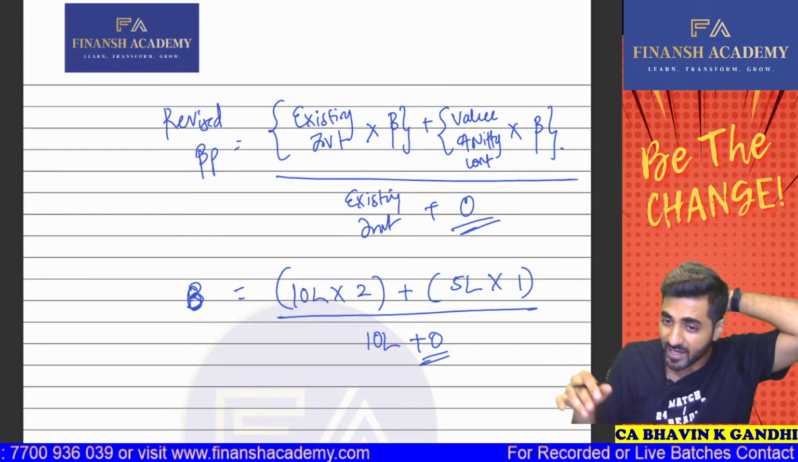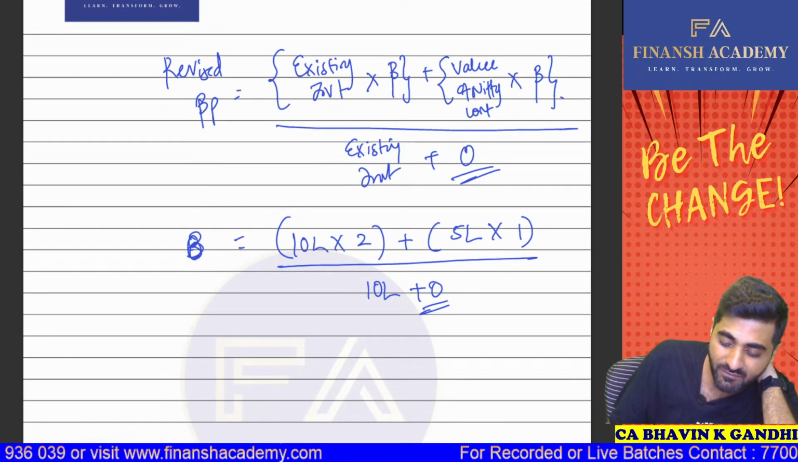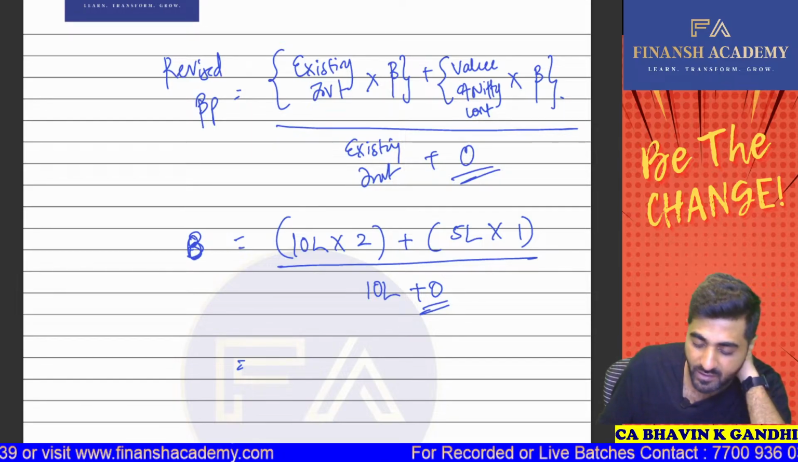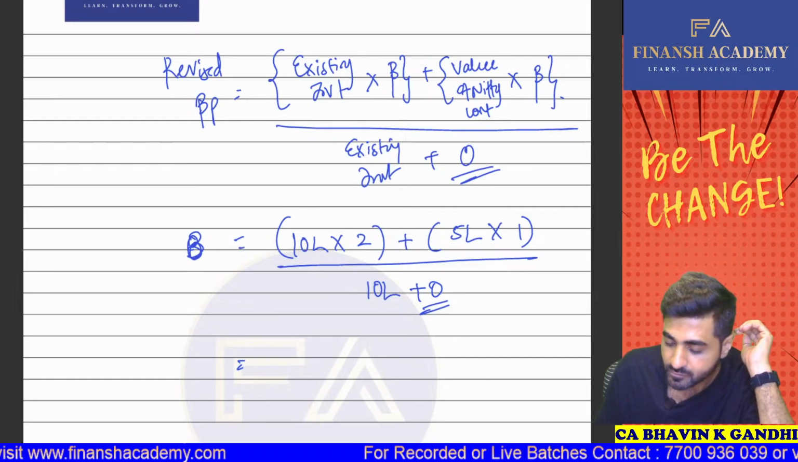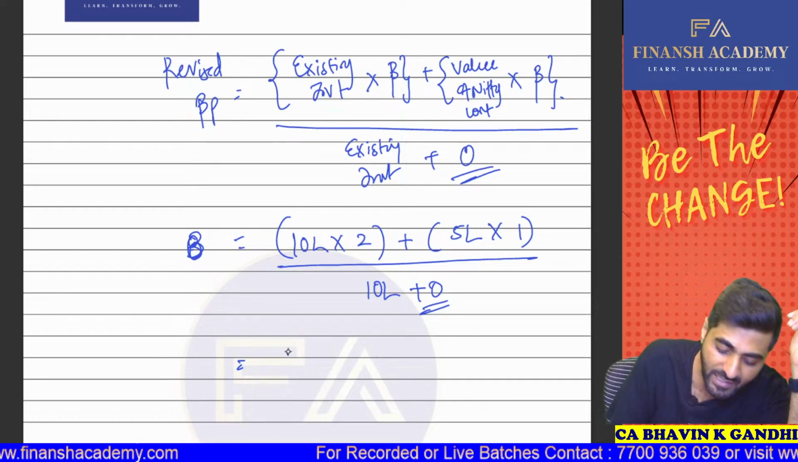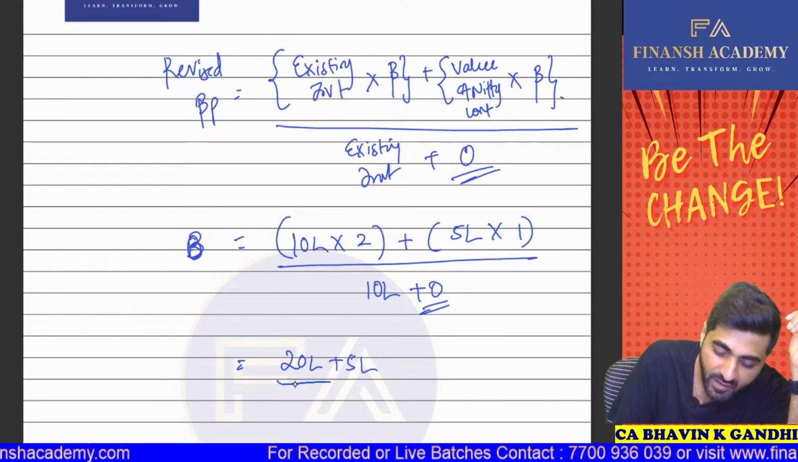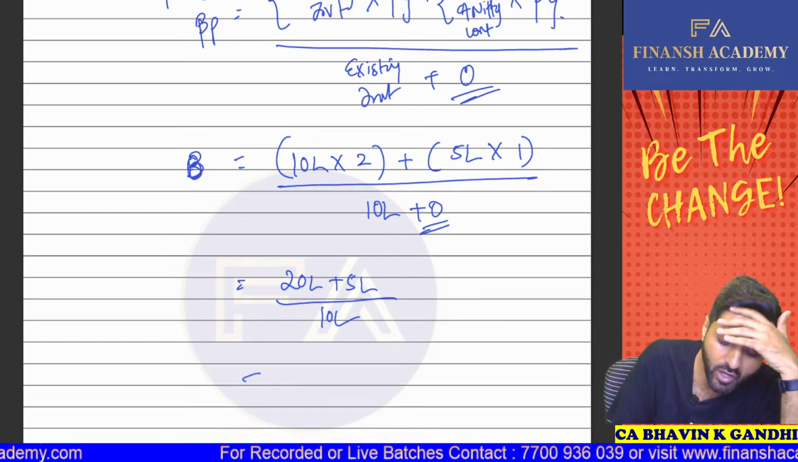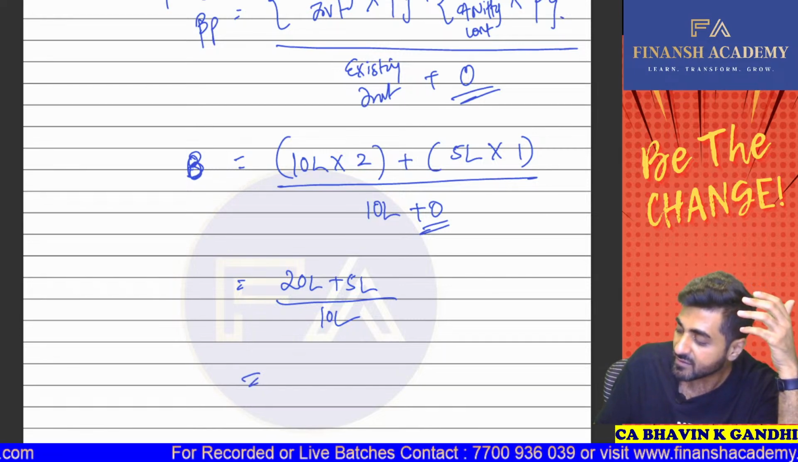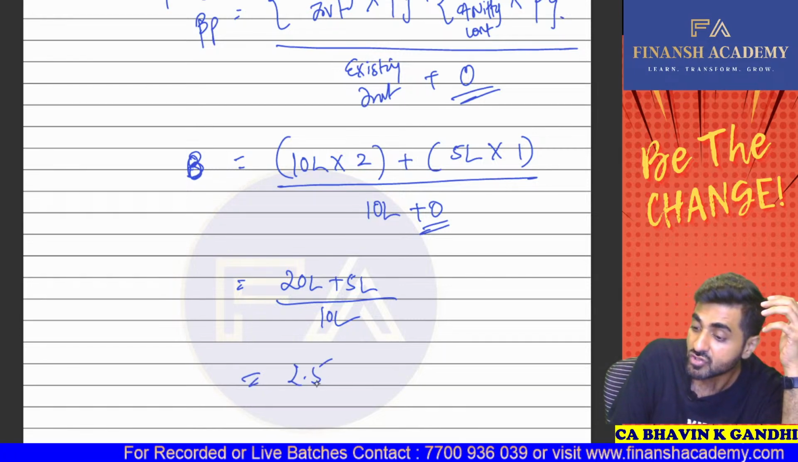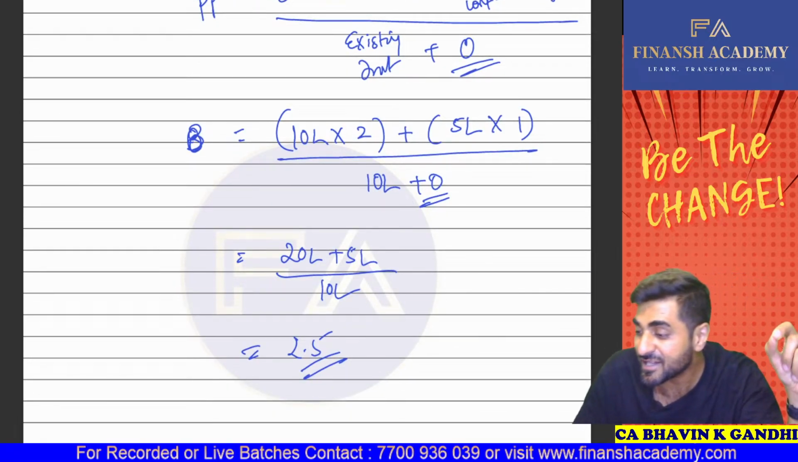So finally you can get the revised beta of the portfolio, and that will be 10 lakh into 2, that is 20 lakh, plus 5 lakh, upon 10 lakh. So this will eventually give me 25 lakh divided by 10 lakh, that is 2.5. So is 2.5 my revised beta? Come on, yes or no?